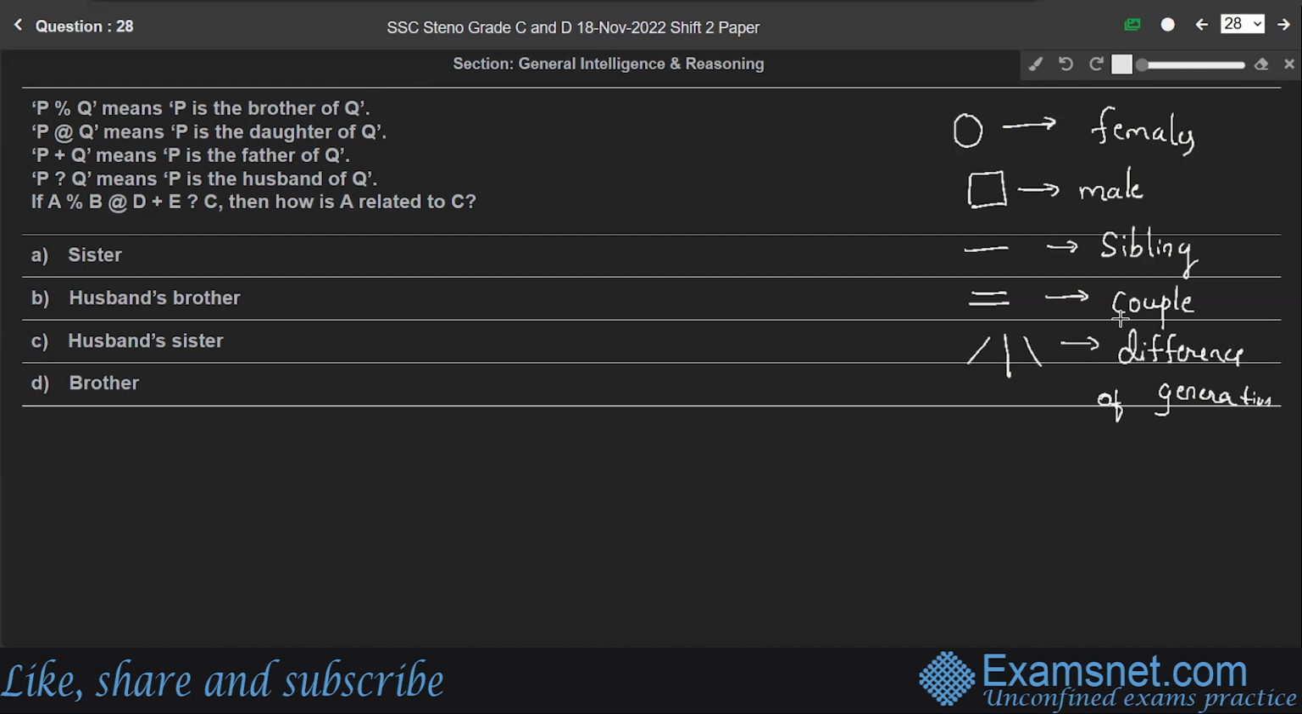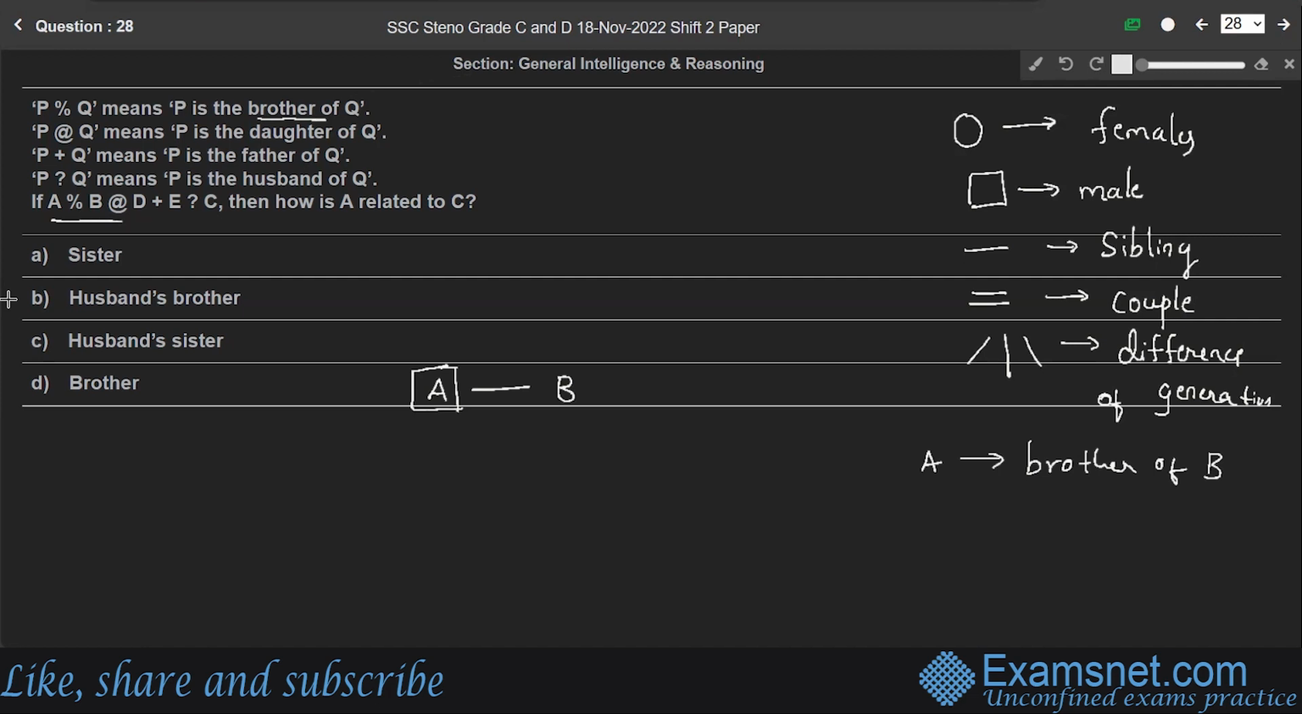Here, the question is, if A percentage B, percentage means the first person is the brother of the second person. P is the brother of Q is given, right? Therefore, A is the brother of B. So A and B are siblings. Use a single horizontal line. Since A is a brother, use a square symbol, not a circular one.